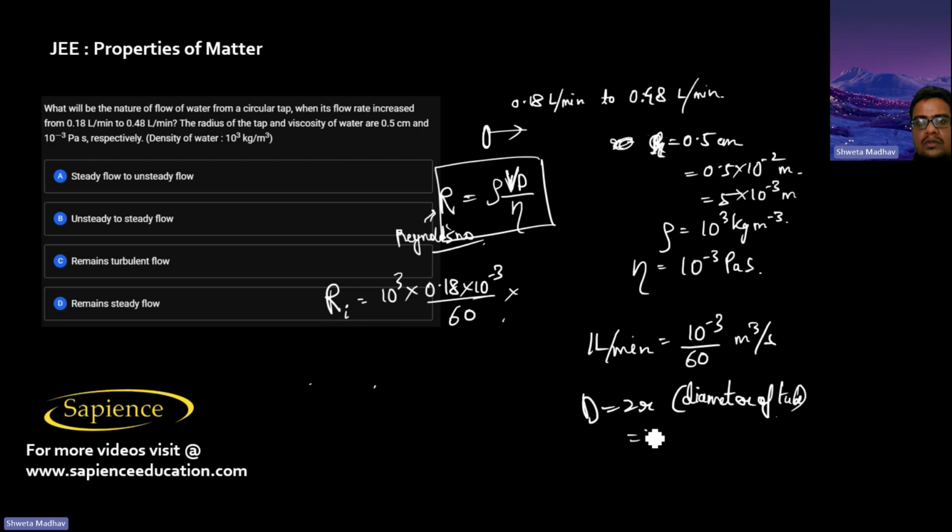So that will be 2 into 5 into 10 power minus 3 meter, which is 10 power minus 2 meter. So it's 10 power minus 2 by eta, which is 10 power minus 3. So these two will get cancelled. Now 6 10s are 60, 6 3s are 18. So this will come 10 power 2. So this will be 0.03.